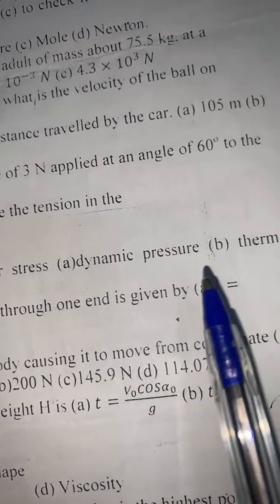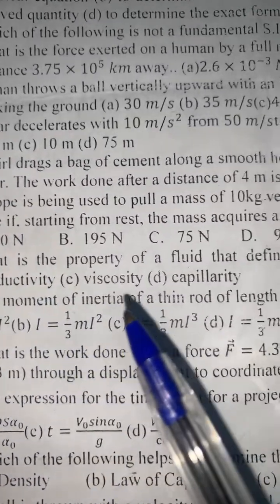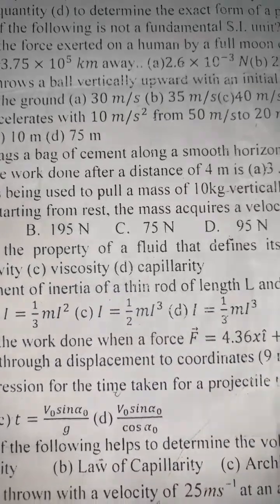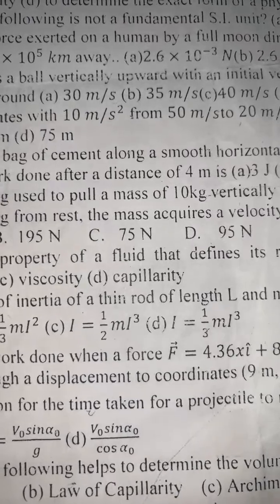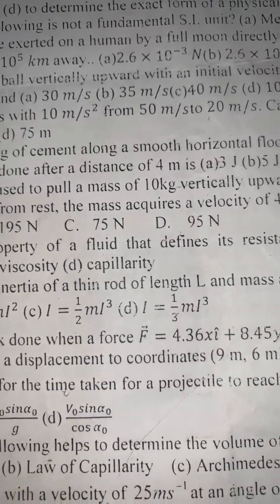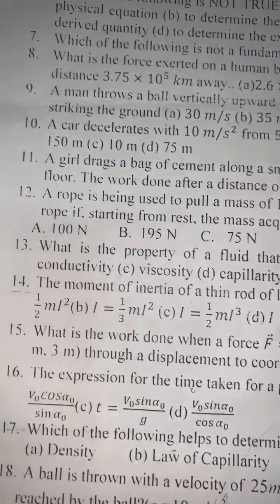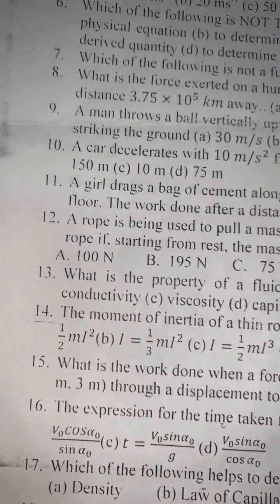One, they say dynamic pressure. We have thermal conductivity. No, viscosity, because viscosity talks about the internal friction that exists between layers of fluids. So the answer is C. That's not two ways. I think I'm seeing somebody typing C. Correct.